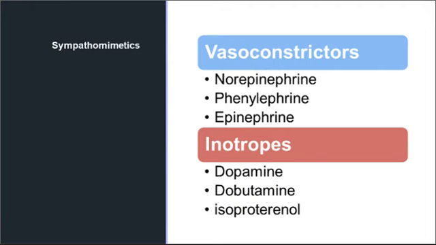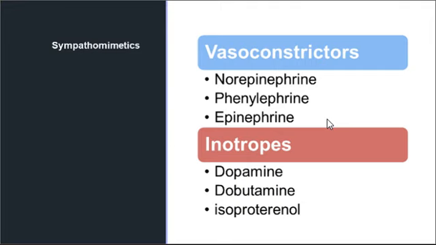Sympathomimetics are vasoconstrictors and inotropes. I talked about inotropes in the cardiomyopathy lecture. Inotropes help with that squeeze: dopamine, dobutamine, Isuprel. You'll see these drugs, especially Isuprel, much more, norepi and epi also, when we start talking about shock after this next test.